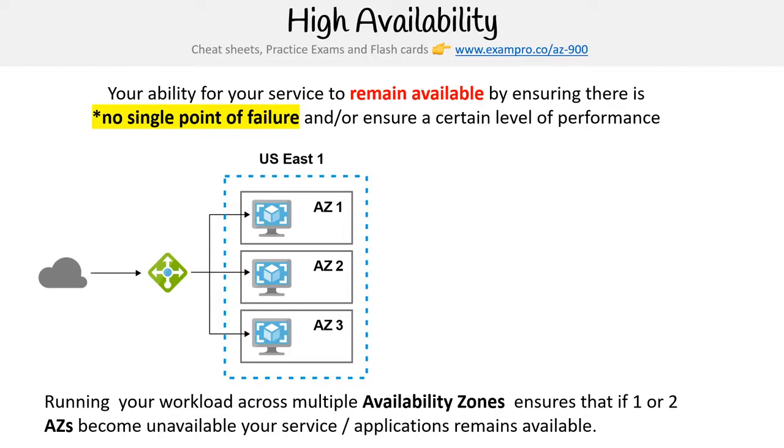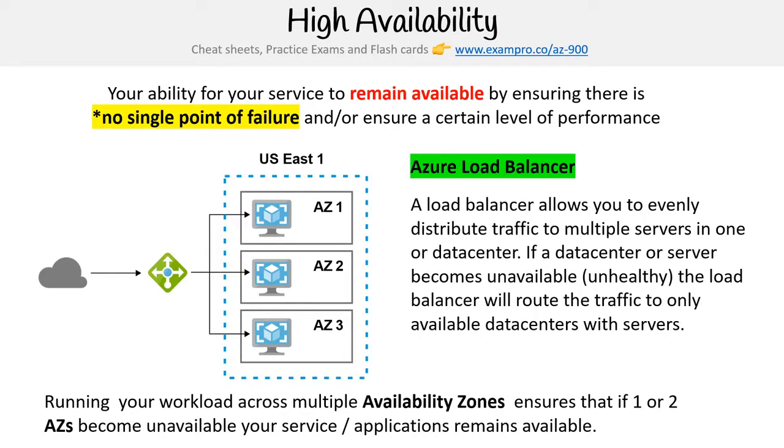Now, how would you distribute or manage the traffic to all 3? And that's where an Azure load balancer comes into play. That green triangle with the arrows is the representation of a load balancer. So a load balancer allows you to evenly distribute traffic to multiple servers in one or more data centers. And if a data center or server becomes unavailable, so unhealthy, the load balancer will route the traffic to only available data centers with servers. So there you go. That is high availability.